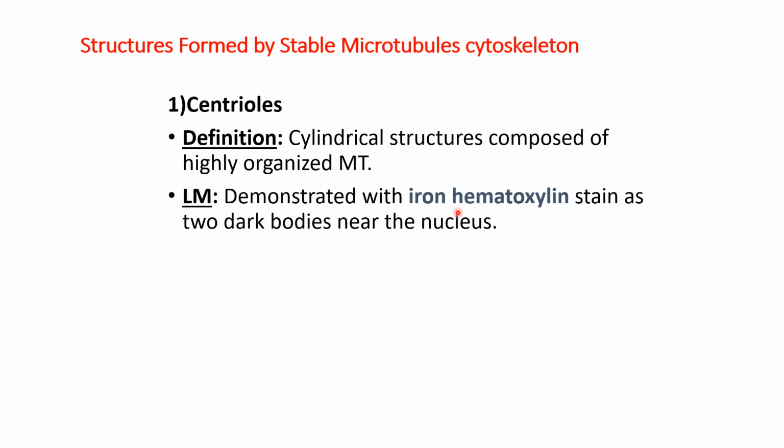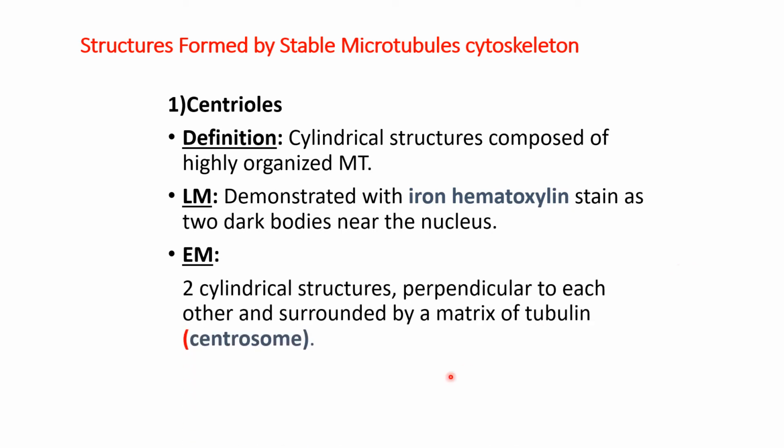Dear students, do you remember when I said this stain before? When did I mention this stain, iron hematoxylin, before? Yes, in the mitochondria. So it can be demonstrated with iron hematoxylin and appears as two dark bodies near the nucleus. By the electron microscope, two cylindrical structures perpendicular to each other and surrounded with a matrix of tubulin, known as the centrosome or the microtubular organizing center.